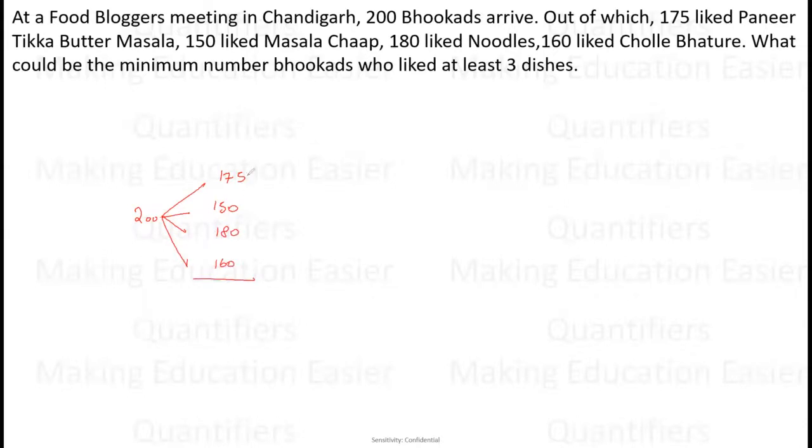So what are the total number of items or the likings to be distributed? 175 plus 150 plus 180 plus 160, 665 items are to be distributed. Now these 665 items are to be distributed among 200 people. And I need to ensure that there are minimum number of people who are getting at least 3 items.